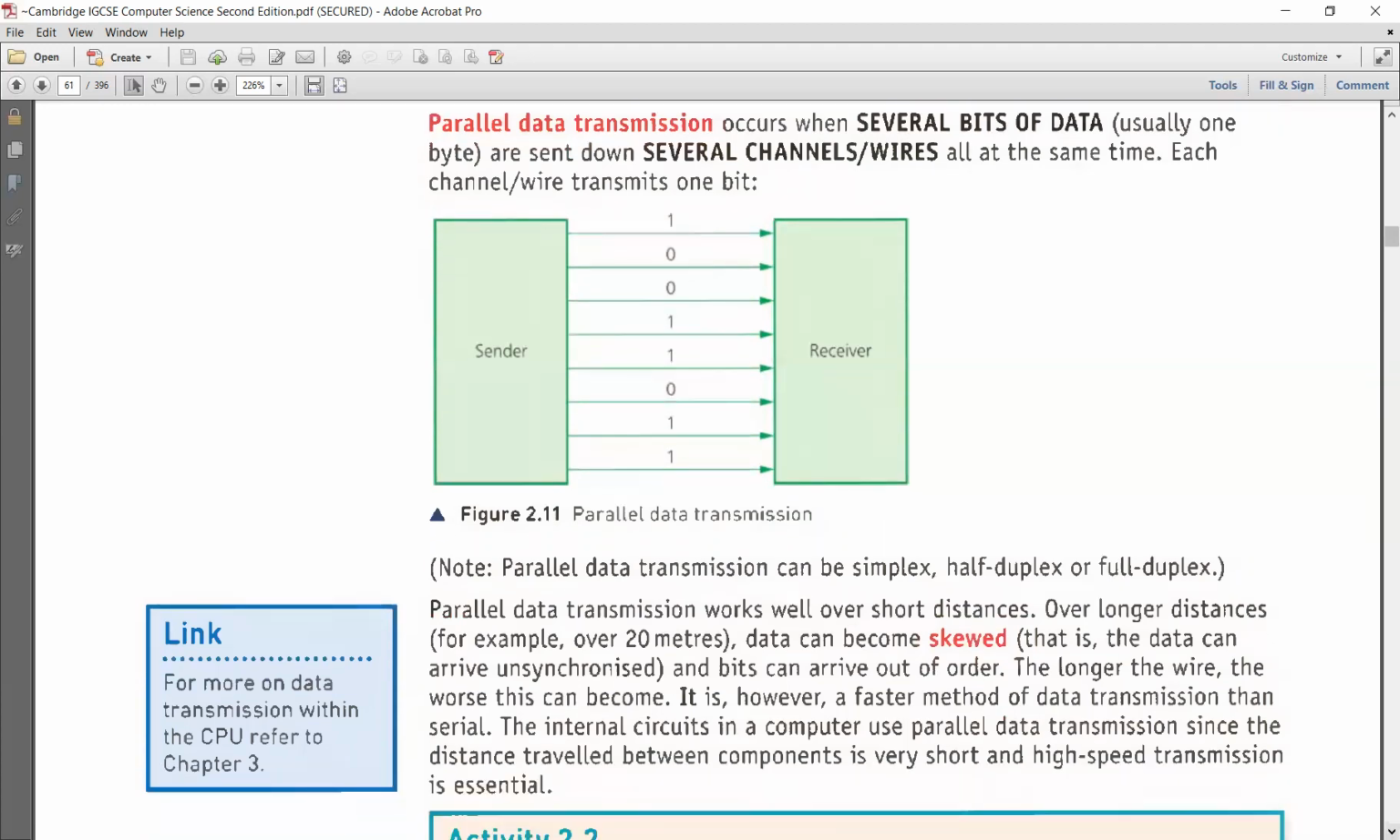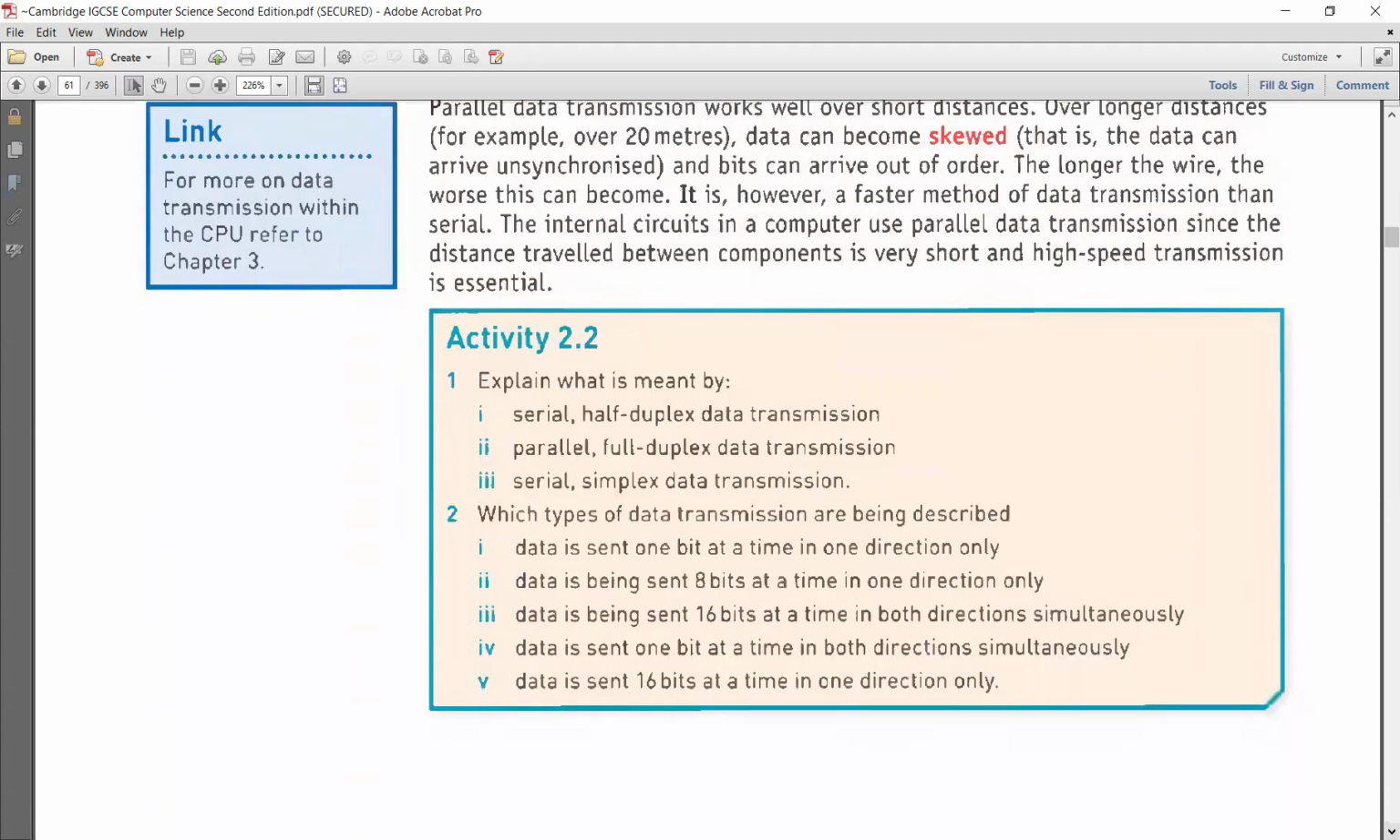For example, the internal components of the computer, the internal circuits in a computer, are definitely using parallel transmission because they need to do the work faster. The distance traveled is very short and high speed transmission is essential when it comes to the transmission that is happening inside the computer system.